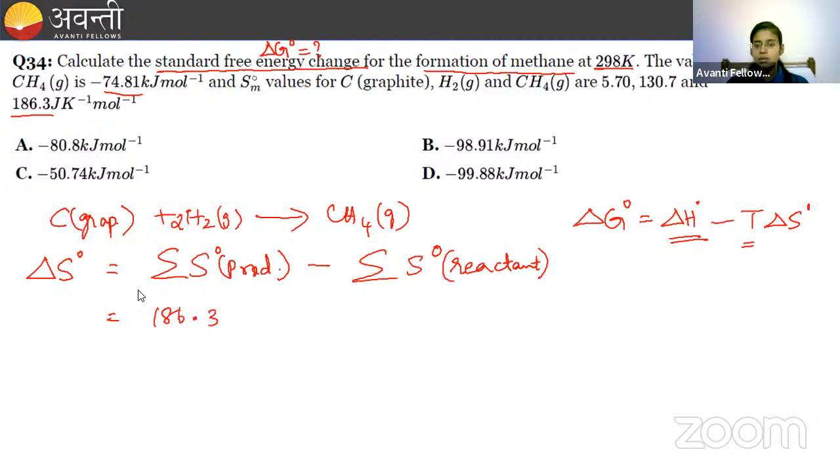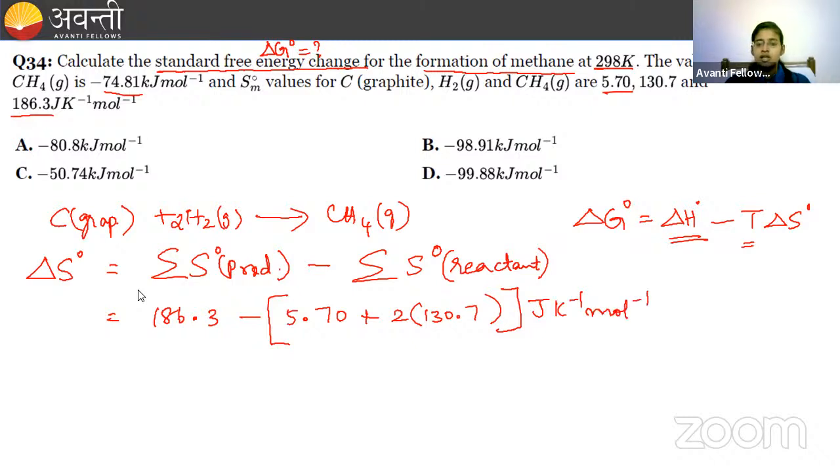186.3 minus. Now let's come to the reactants. We have 2 reactants. One is graphite, and the S naught of graphite is 5.70. And we have 2 moles of hydrogen, so plus 2 into the hydrogen entropy value, 130.7. This is in terms of joule per Kelvin per mole.